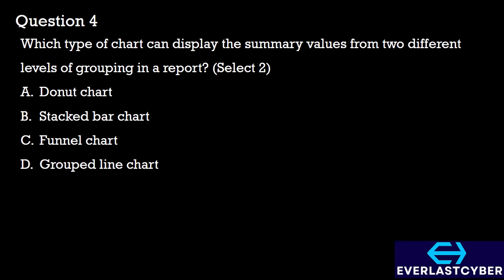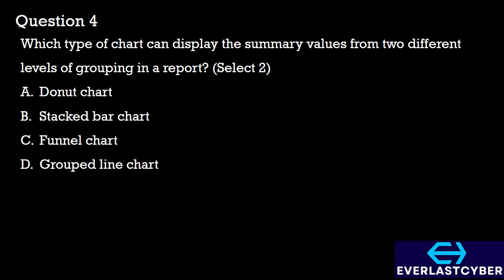A stacked bar chart allows you to display summary values from two different levels of grouping by stacking the bars, and each segment of the bar will represent a subgroup within the primary group. A funnel chart is used to represent stages in a process like a sales funnel, but it is not designed to display the summary values from two different levels of grouping. While a grouped line chart can display summary values from two different levels of grouping by showing multiple lines, and each of the lines will represent a subgroup within the primary group.